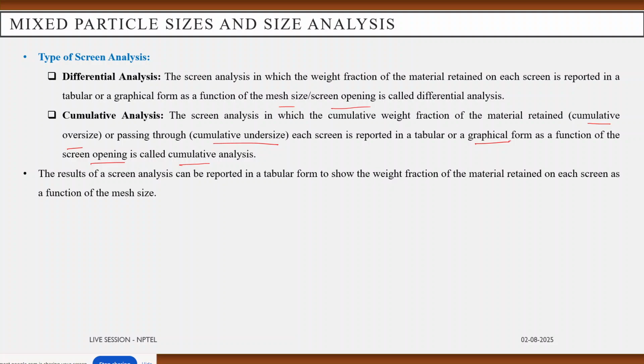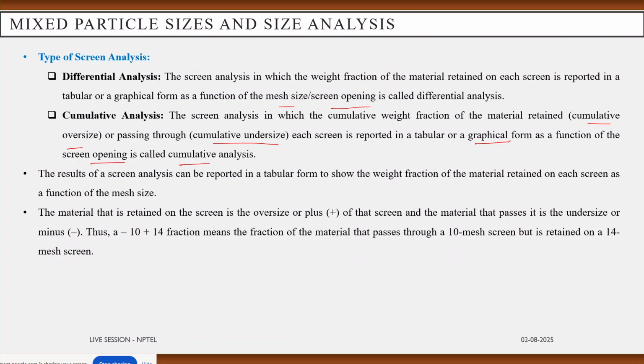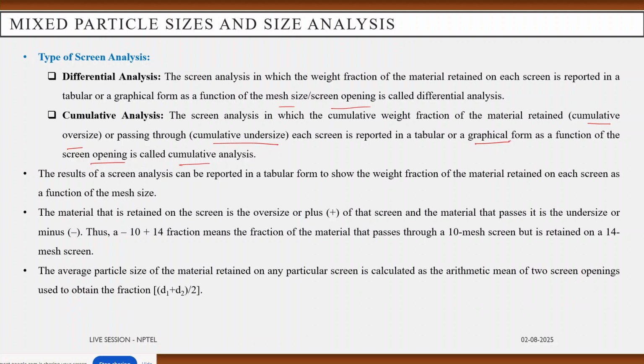This part we already discussed, how we denote oversize and undersize of a screen. Oversize is denoted by plus of that mesh number and undersize is denoted by minus of that mesh number. The average particle size of the material retained on any particular screen is calculated as the arithmetic mean of the two screen openings used to obtain the fraction, that is d1 plus d2 by 2. Simple arithmetic mean.